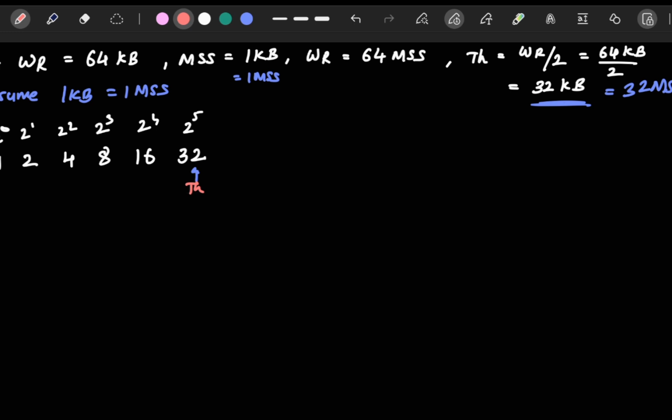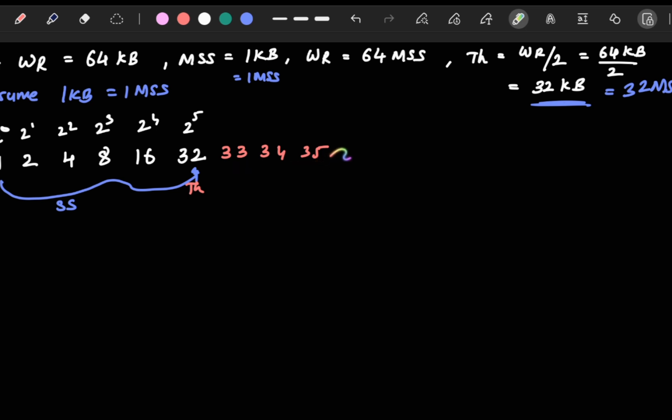Now what will happen? Till this phase it was the slow start phase. Then after that we hit the threshold, and it will grow linearly: 32, then 33, then 34, then 35, right? This way it will keep growing until it reaches the full capacity. See, when we hit the threshold, we enter into the congestion avoidance phase, right? And in the congestion avoidance phase, we start growing linearly.